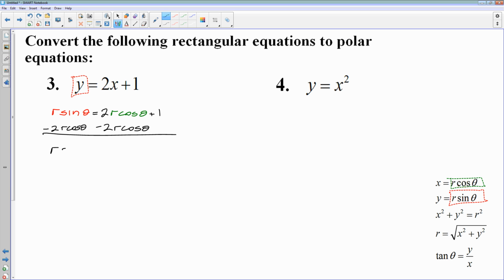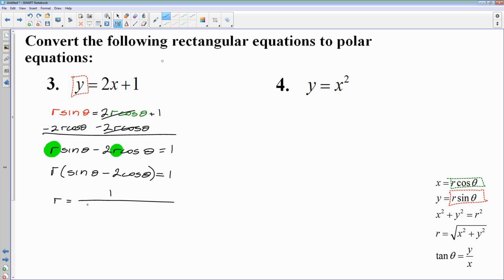And so that would give me r sine theta minus 2r cosine theta. And over here they cancel, leaving me with just 1. And then looking over here, I see that my 2 terms, I have r sine theta and 2r cosine theta. I can factor the r out. They have an r in common. So I'm going to pull that r out, leaving me with sine theta minus 2 cosine theta. And then we'll finish solving for r by dividing by that. So we'll divide both sides by sine theta minus 2 cosine theta.